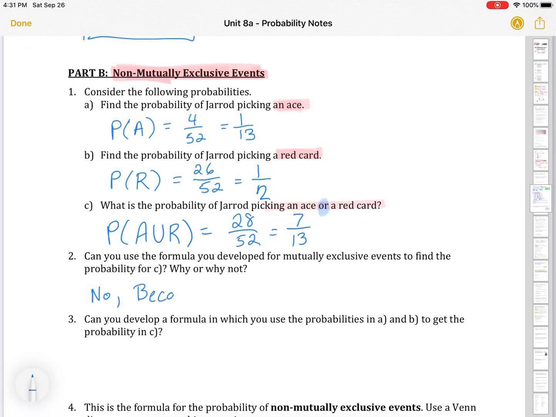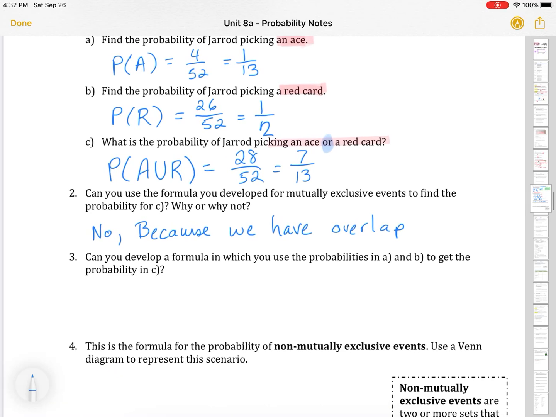Now, can we use the formula we used before, the one we used up there in number 2 at the top, to work? Well, no, it's not going to work because we have overlap. So thinking back to our set theory, it's not going to work because those 2 sets overlap. So we can't count those 2 cards twice. If we just simply added the 1/13 to the 1/2, we would actually get 30 out of 52 because we'd be counting those 2 red aces twice.